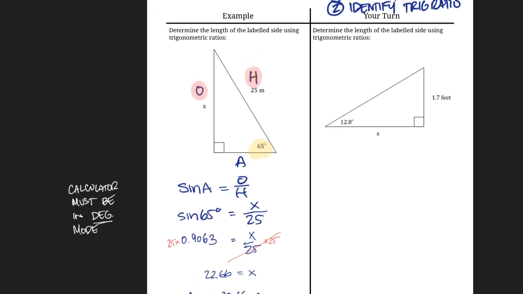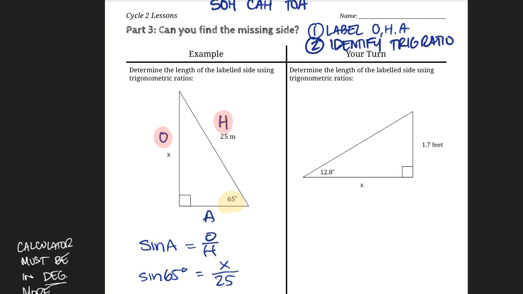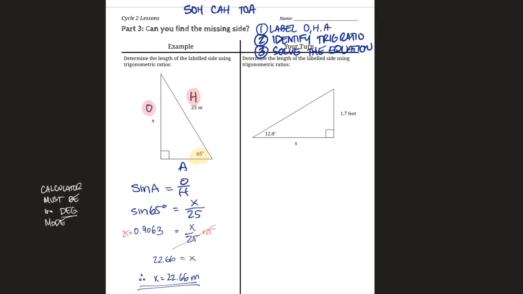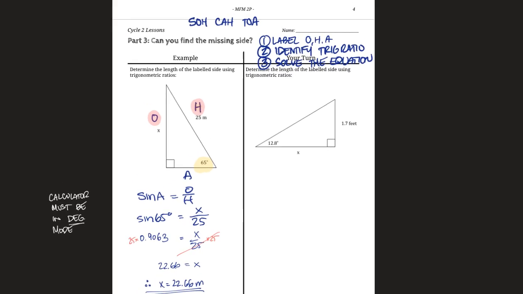So, to finish off our steps here, step 1 was to label the opposite, hypotenuse, and adjacent. 2 was identify the trig ratio. And 3 is to solve the equation. The equation isn't very difficult usually. It's only like a 2 or 3 step equation depending on what's given. But you are going to need to do that to solve the answer.